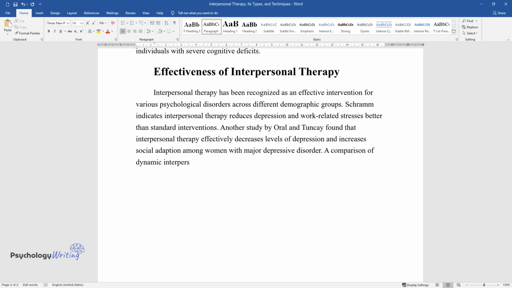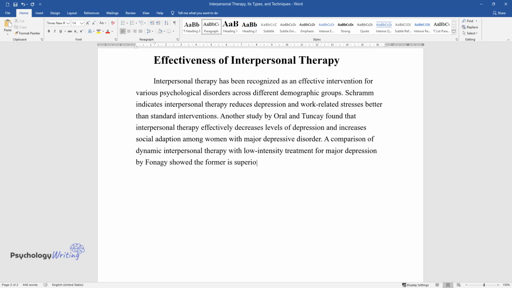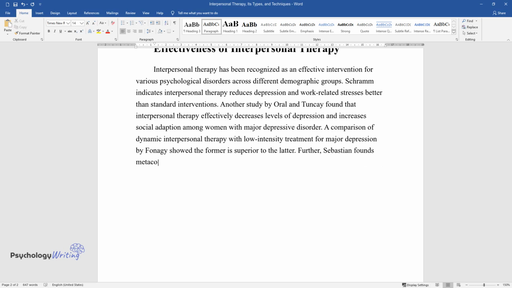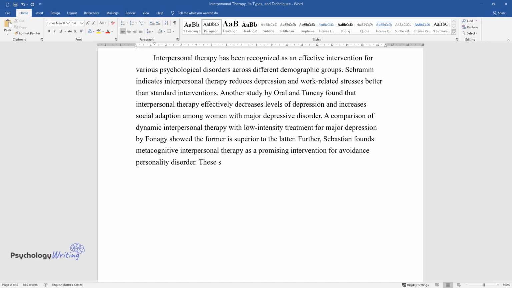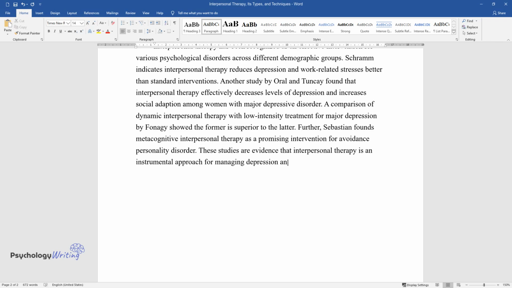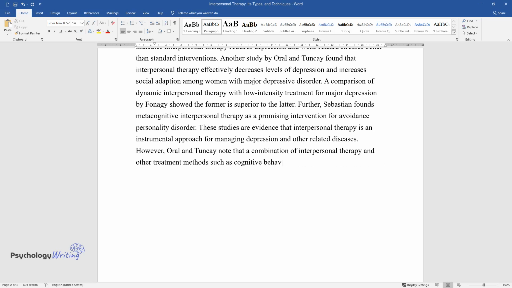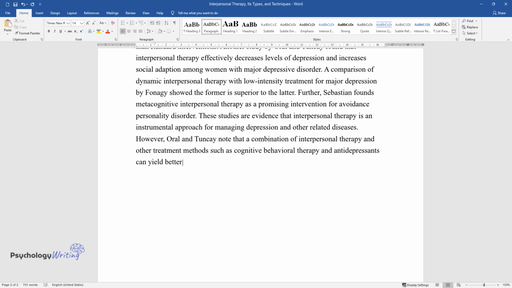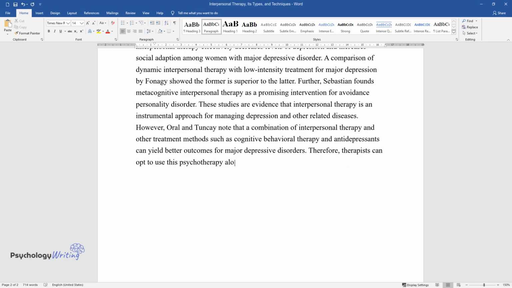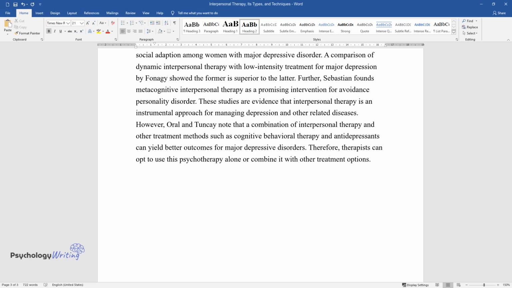A comparison of dynamic interpersonal therapy with low-intensity treatment for major depression by Fonagy showed the former is superior to the latter. Further, Sebastian found metacognitive interpersonal therapy to be a promising intervention for avoidant personality disorder. These studies are evidence that interpersonal therapy is an instrumental approach for managing depression and other related diseases. However, Oral and Tunke note that a combination of interpersonal therapy and other treatment methods such as cognitive behavioral therapy and antidepressants can yield better outcomes for major depressive disorders. Therefore, therapists can opt to use this psychotherapy alone or combine it with other treatment options.